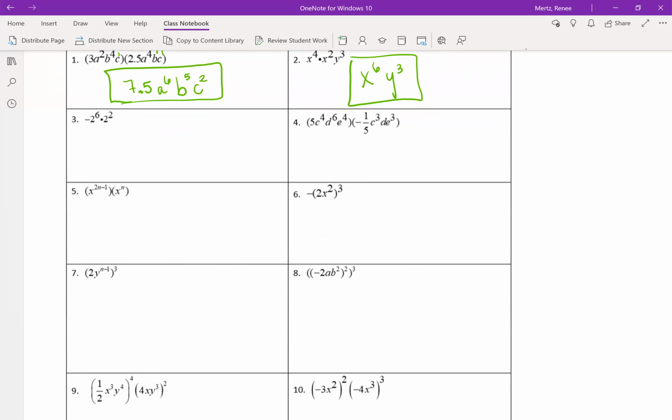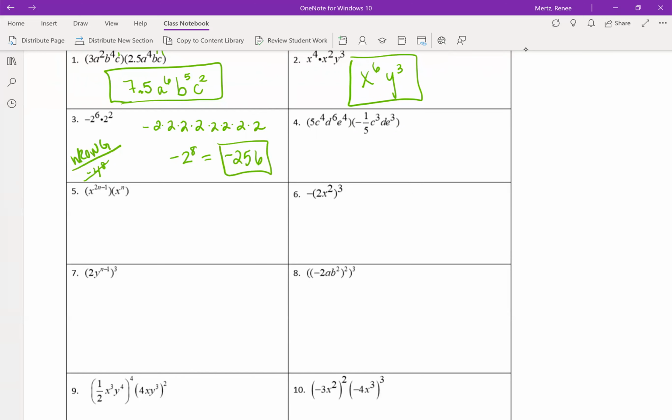The most common mistake that people make, so this is wrong, in case you're not listening to me, would be to say negative 4 to the 8th. That's not what it means. It means that we have a negative, we have 6 twos, and then 2 more twos. So it's negative 2 to the 8th, or if you put that in your calculator, it's negative 256.